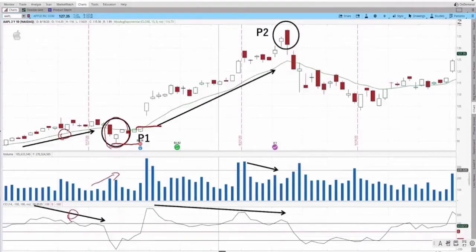To close this trade, there are still three signals that you should pay attention to. One is a divergence between the price and the CCI indicator.